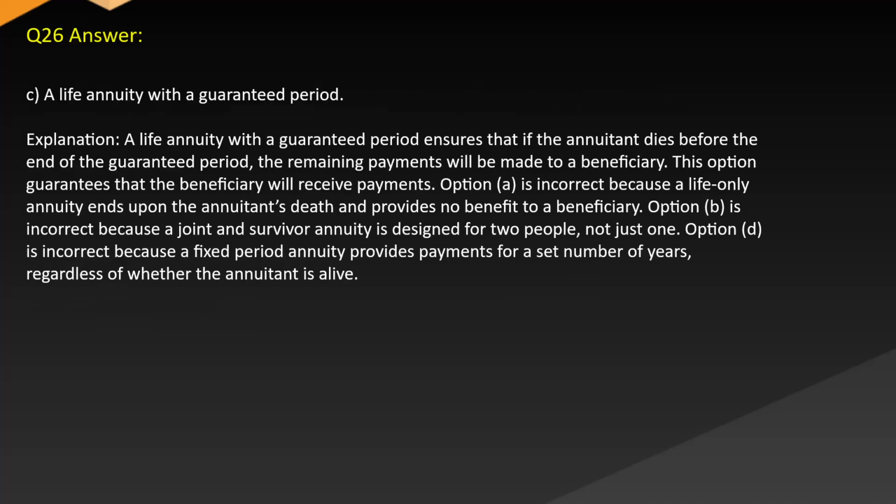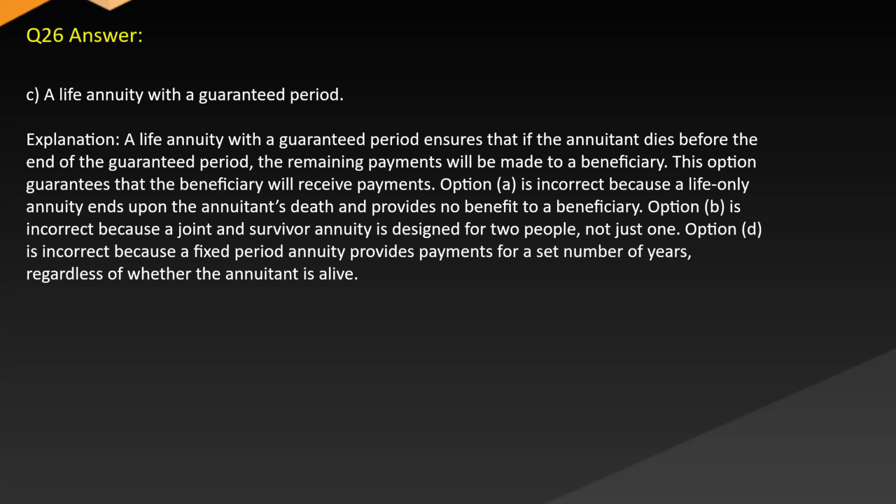Answer: C. A life annuity with a guaranteed period. Explanation: a life annuity with a guaranteed period ensures that if the annuitant dies before the end of the guaranteed period, the remaining payments will be made to a beneficiary. This option guarantees that the beneficiary will receive payments.